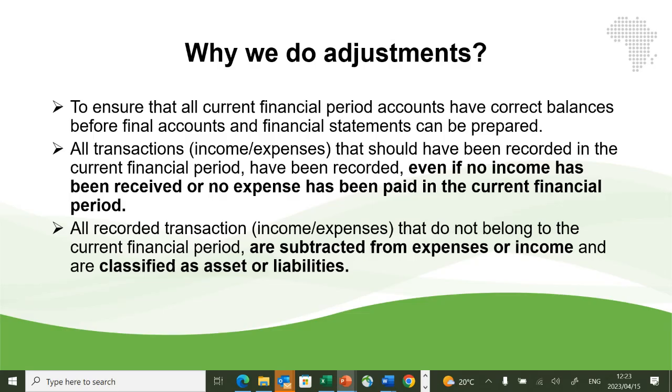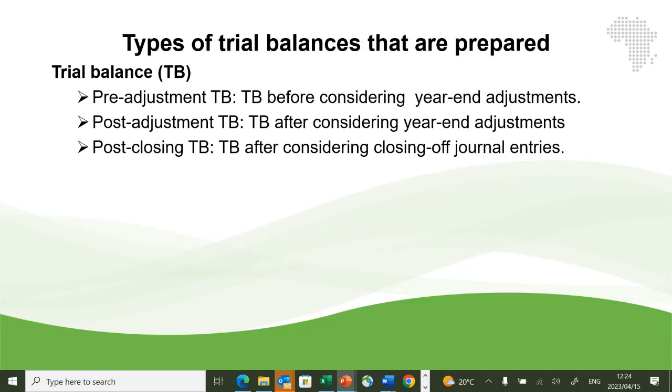Remember that, guys, when we are dealing with income and expenses, we record them only for that specific financial period. When we start a new year, our income and expenses accounts need to be sitting at zeros so that we start afresh. So that's why we are saying that the income and expenses that do not belong to the current financial period, we subtract them because they don't form part of this current financial period, and we classify them as assets or liabilities. I know it's been a lot of theory, but I will show you as we start to do the examples one by one.